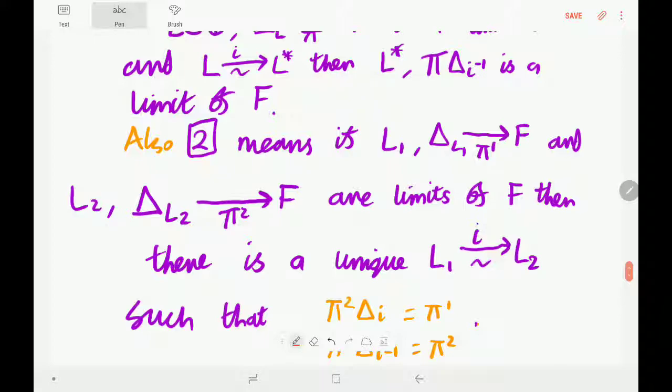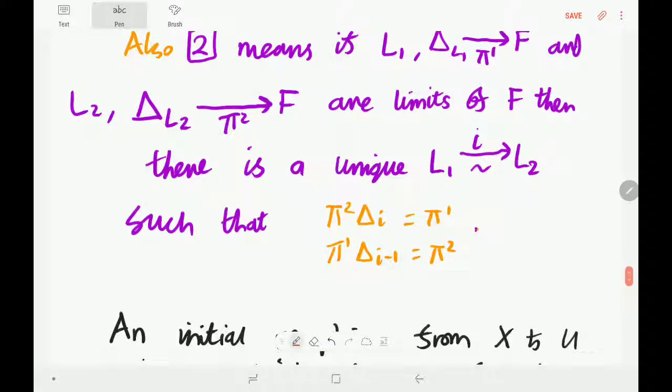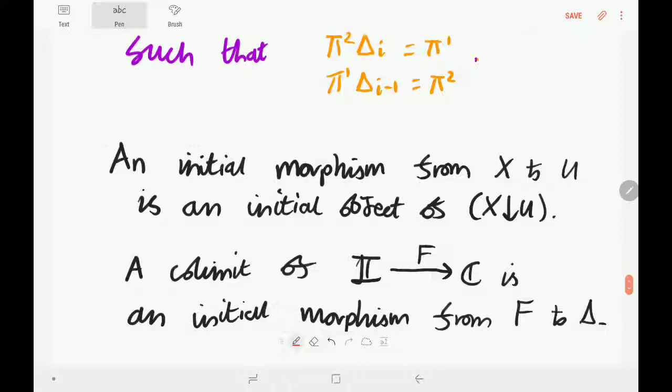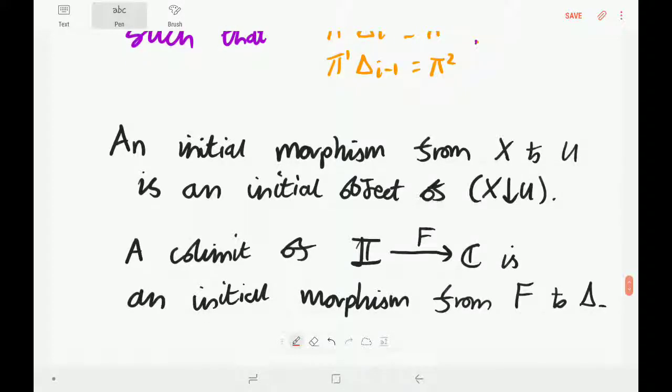Similarly, remark 2 means that if we have two limits, L1 comma pi 1 and L2 comma pi 2, and they're both limits of F, then there's going to exist a unique isomorphism I from L1 to L2, which is going to be such that pi 2 after delta I equals pi 1, and pi 1 after delta I to the power of minus 1 equals pi 2. So that's basically the high level run through.